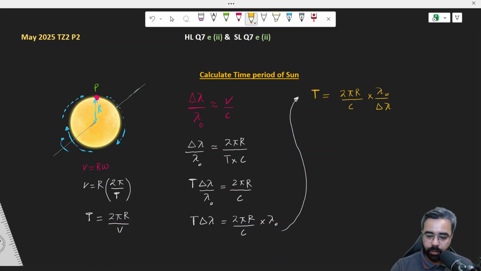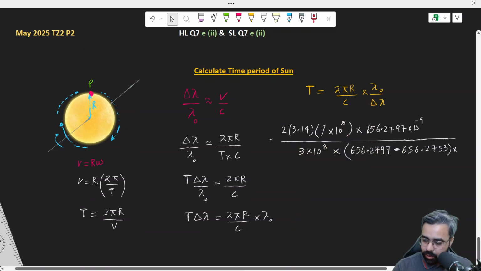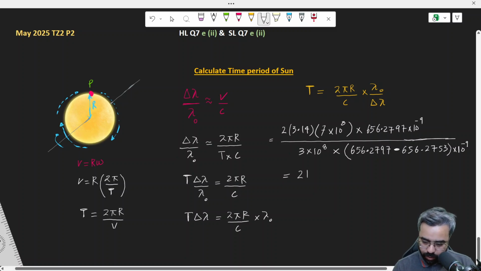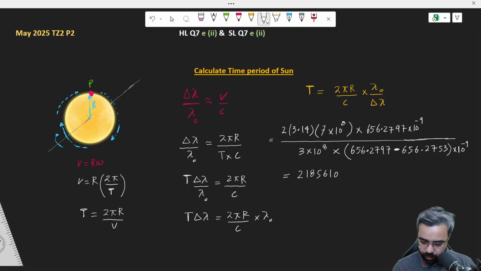Now we can put in all the values because all the values are mentioned in the same question. Students, I have put in all the values correctly, so let's see what we get. This answer is 2185610.27. It's better to write in scientific notation, so you can approximately say 2.19 multiplied by 10 to the power 6 seconds.